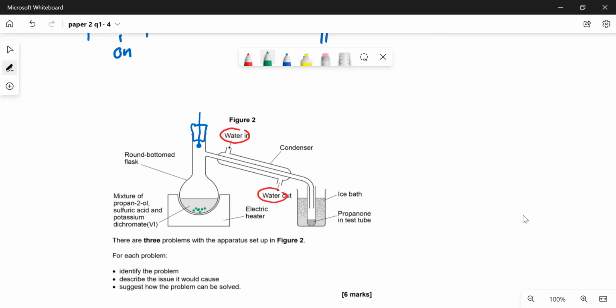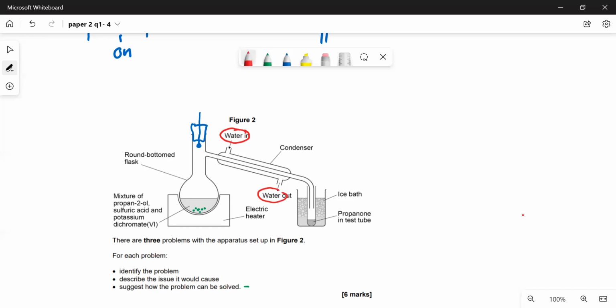Okay, so for each problem, identify the problem, describe the issue it would cause, and say how you can resolve it. With no bung, what would be the issue? All the propanone would just come out the top, and you wouldn't get it. How can you resolve it? Put a bung in the top with a thermometer so you can monitor the temperature, which is a good idea.